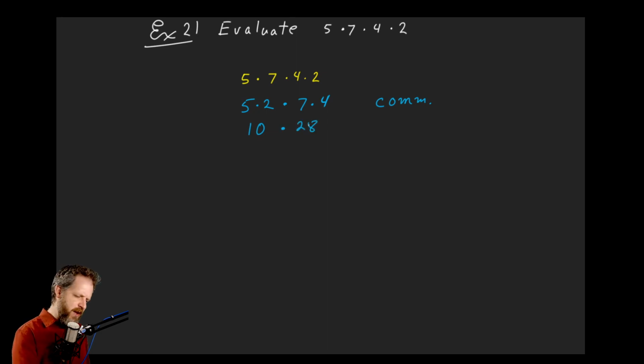Now, what property did we use there? We did two things, but we used the same property. What property was that? Well, that was substitution, right? Now, why did we do that? Well, because 10 times some number, you just add a 0 after it. So that's easy peasy. So that is why we use that property here. So 10 times 28 is 280. So that's also substitution.